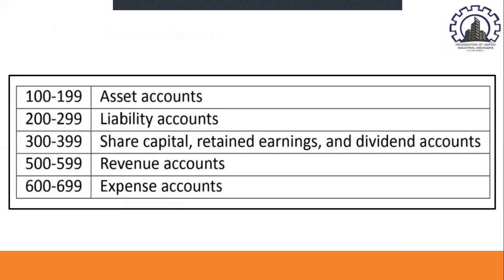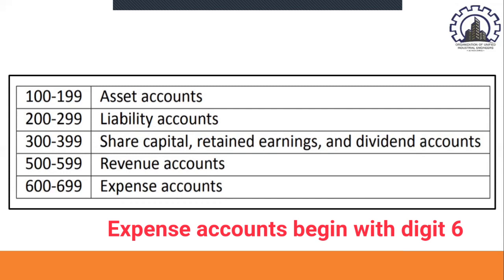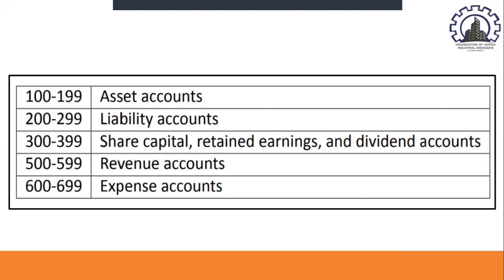Now, as you can see in the presented example, asset accounts begin with the digit 1, liability accounts with the digit 2, share capital accounts begin with digit 3, revenue accounts begin with digit 4, and expense accounts begin with digit 5. Now, take note that each business will have a unique chart of accounts that corresponds to its specific needs. Now, in this case, this is the numbering system that Big Dog Car Works Corporation uses in its accounts.